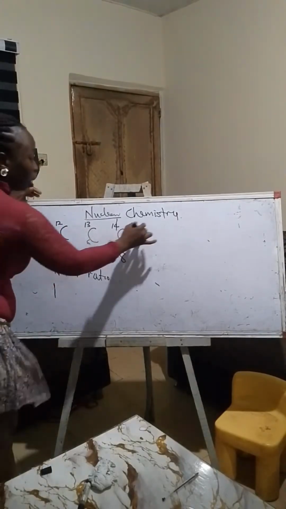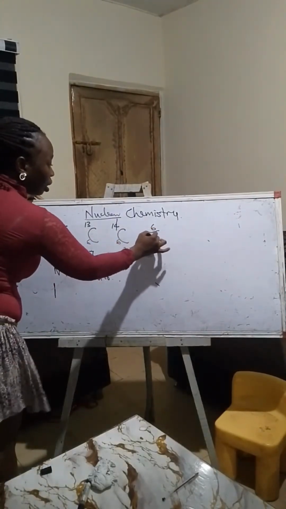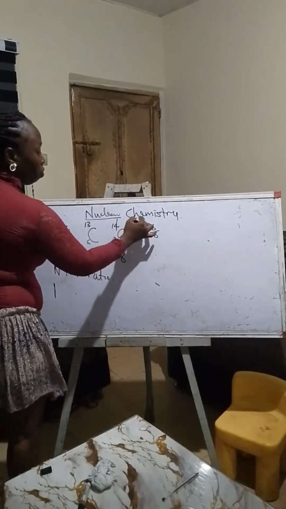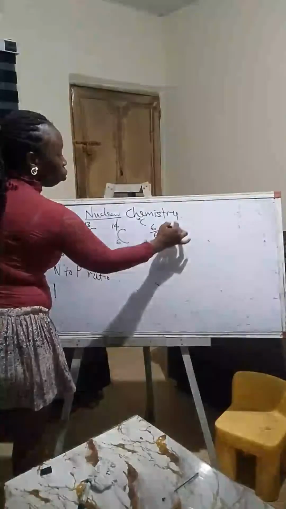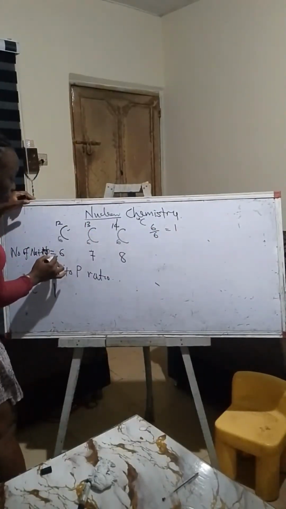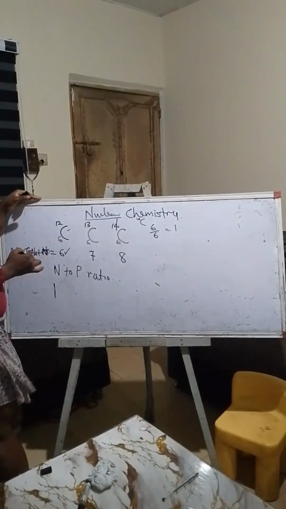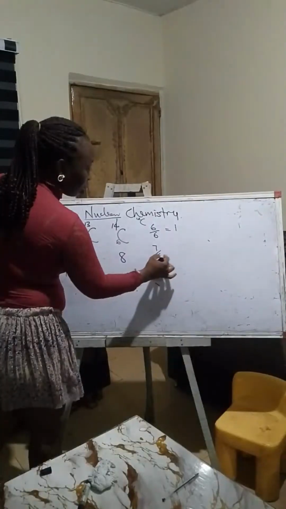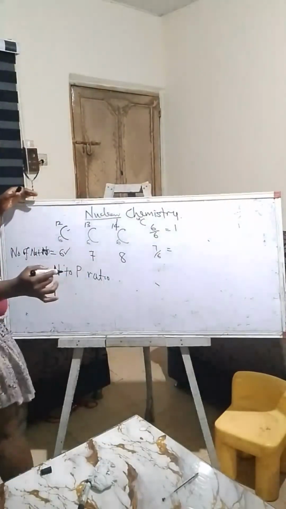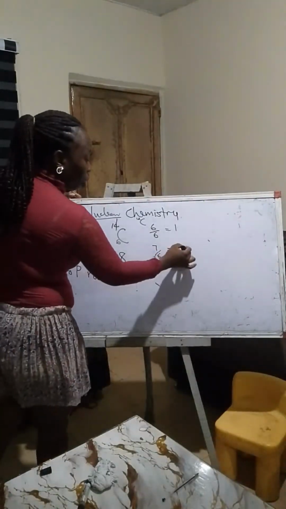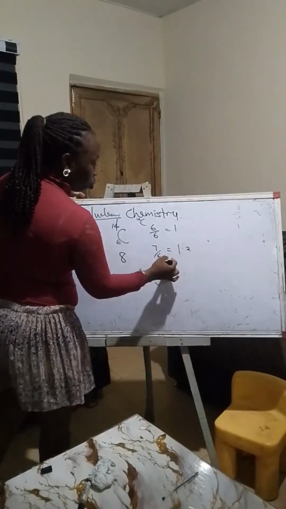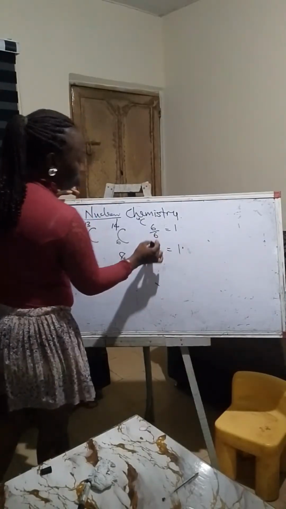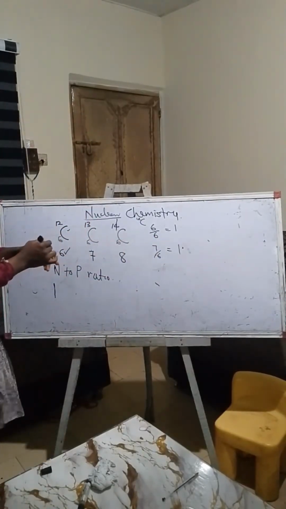The neutron proton ratio for this particular isotope, C12, is 6 over 6. 6 over 6 is equal to 1. So we call this a stable element. But if you come to this other one, 7 over 6, somebody should type 7 over 6. It will give us 1 point something, either 1.2. That is the neutron to proton ratio.